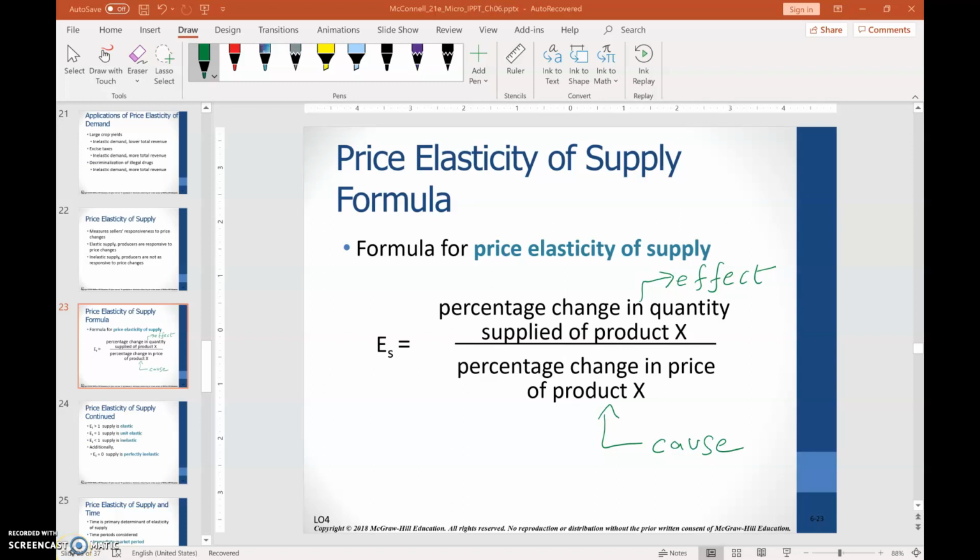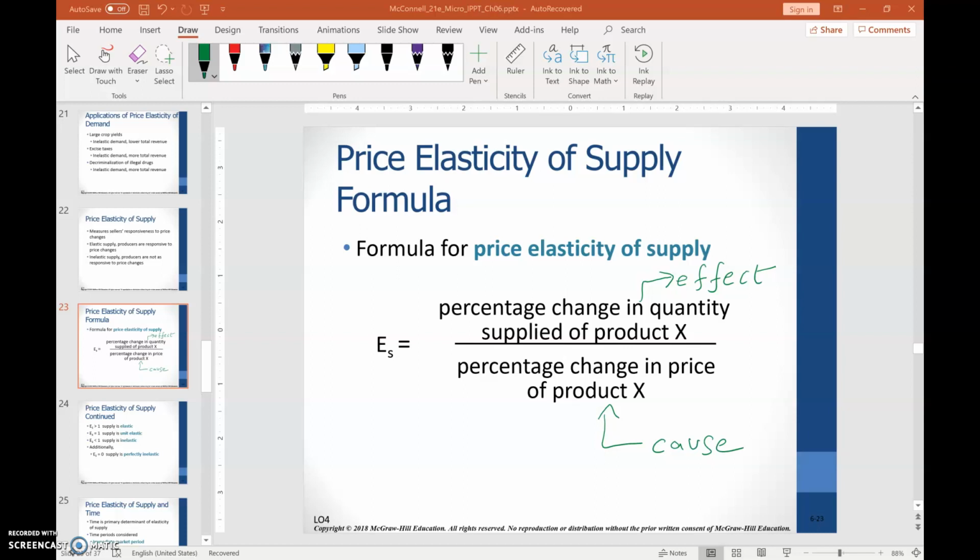Hi all, in this section let's look at the price elasticity of supply. This is defined as the percentage change in quantities supplied over the percentage change in price. So the percentage change in price is the cause, percentage change in quantities supplied is the effect.